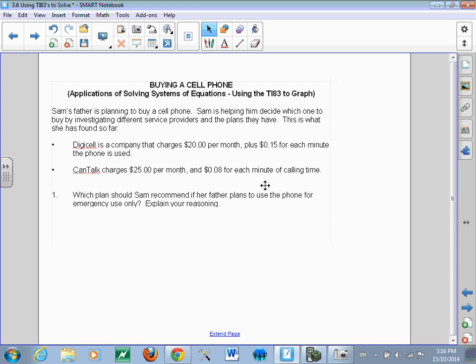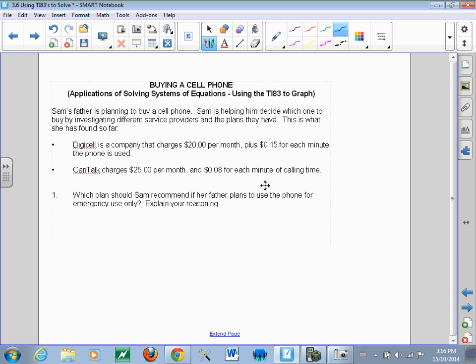Okay, so let's take a look at this problem here, ladies and gentlemen. Sam's father is planning to buy a cell phone. Sam needs help to decide which one to buy by investigating different service providers. Okay, so it says here that Digicel is a company that charges $20 per month plus $0.15 for each minute the phone is used. On the other hand, CanTalk charges $25 a month, which is a larger monthly fee, but 0.08 dollars, so 8 cents per minute to talk. So although it's got a greater monthly cost, it charges less per minute.